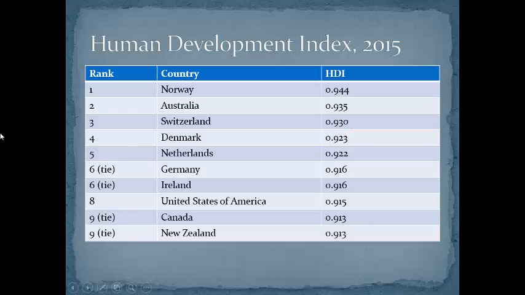And so this chart here is showing the top 10 countries in terms of Human Development Index according to the 2015 survey. And so you can see here Norway tops the list with an HDI score of 0.944. And you can see a little bit farther down the list here, Canada in a tie for 9th place with New Zealand at 0.913.